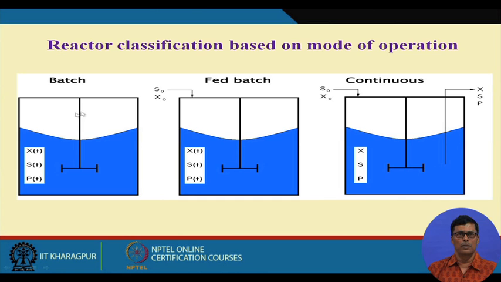In the batch process, we take the substrate at a time, let the reaction take place. In the fed batch, we keep on feeding the substrate in a batch pattern, and when the reactor volume reaches the maximum, then we stop the operation and take out the product. In the continuous system, there is a continuous inflow. You can see the continuous inflow and continuous outflow from the reactor.